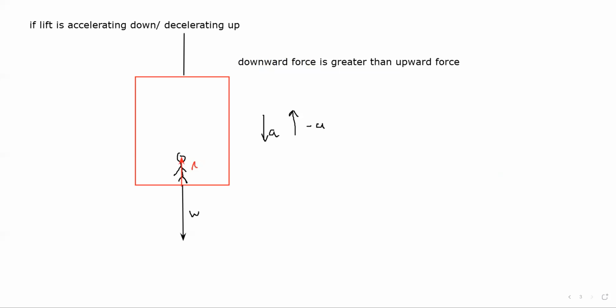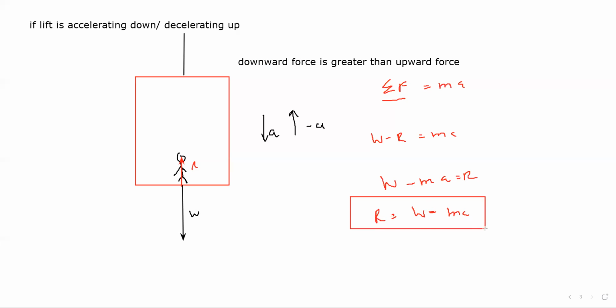So when we write this statement, according to Newton's second law, whenever there's a resultant force, it is equal to ma. So the resultant force is W minus R, equals ma. If I need R, I move R to the other side and ma to this side. So R is equal to W minus ma. So it appeared that the normal contact force decreases.